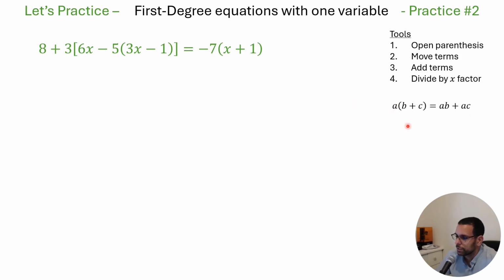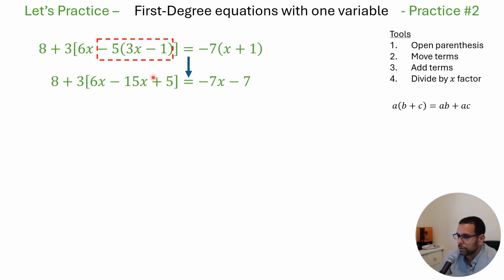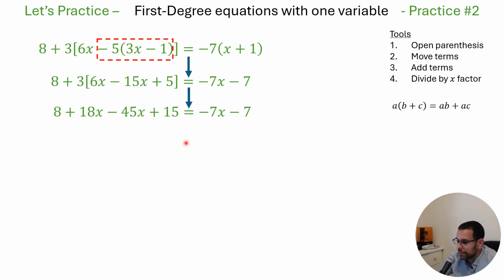Even here I wrote down the shorthand equation for how to open a parenthesis: A times B plus A times C. So we're opening the internal parentheses to get this term right here. Minus 5x times 3x equal to minus 15x, and minus 5 times minus 1 equal to plus 5. Now let's open the second parenthesis by multiplying 3 by this term, and 3 by this term, and 3 by this term, and we get what we have right there.